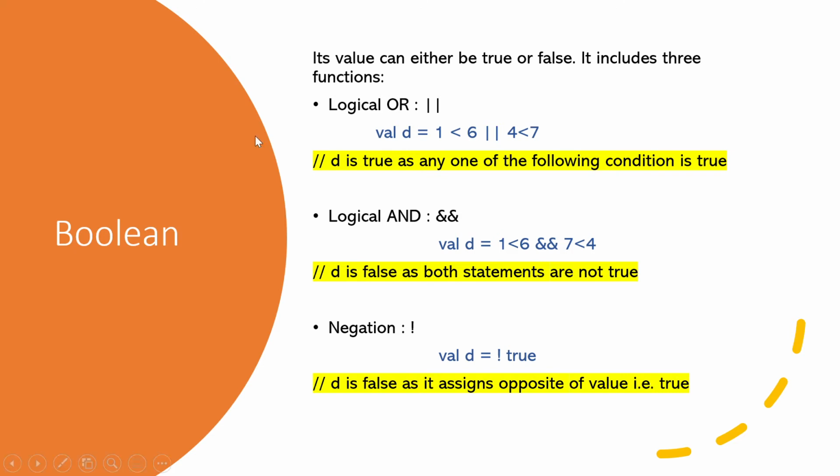Now the next function is logical AND. It is represented by the double AND operator. In this example, both of the conditions should be true. One condition is not true, so the value assigned to d is false. Then negation is represented by the exclamation sign, which assigns the opposite of the value to the variable, as shown in the example.